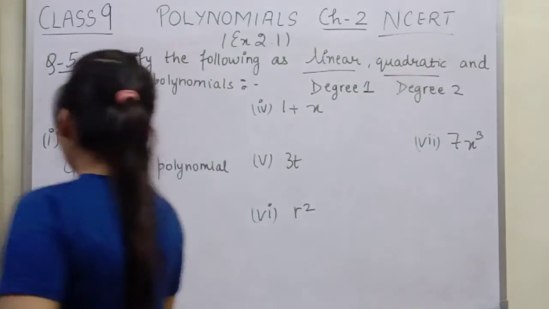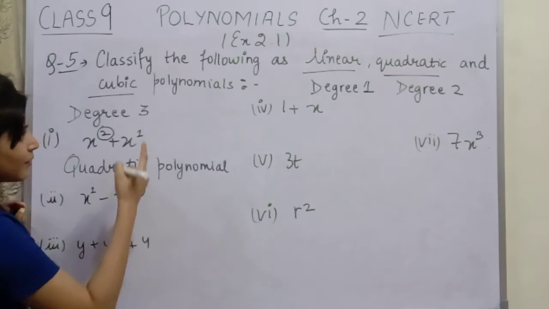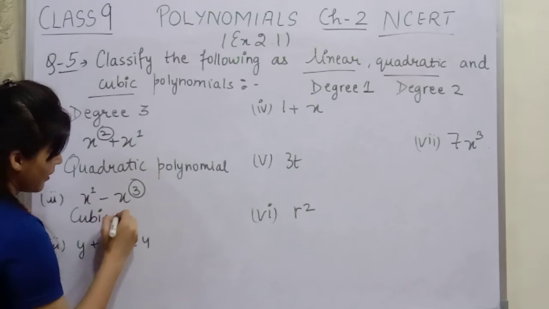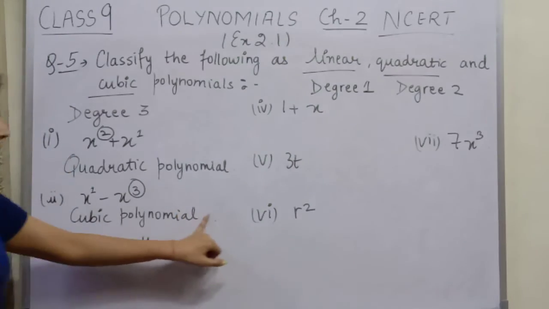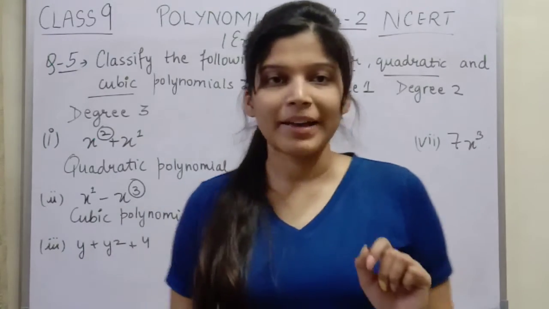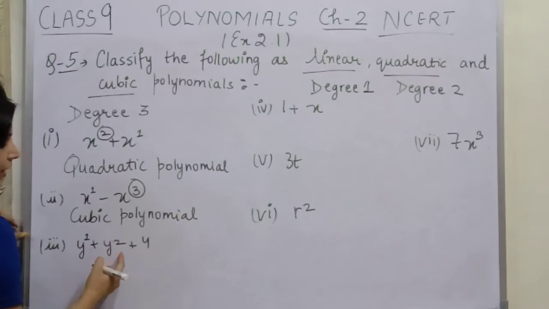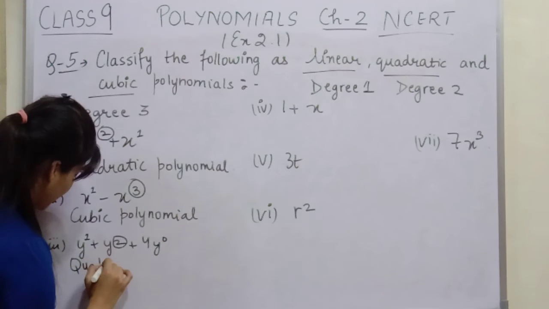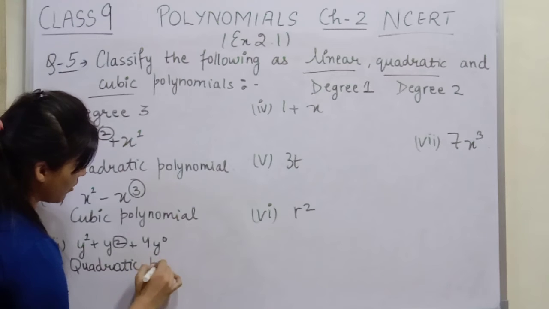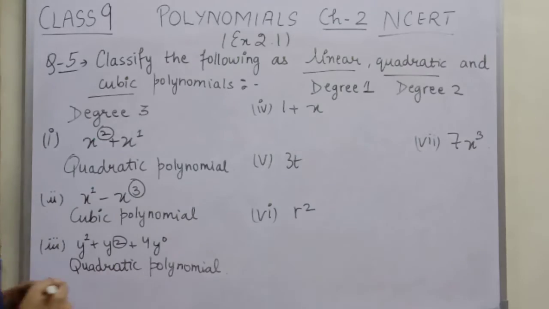In the second we have x raised to the power 1 minus x cube. So the highest part is 3. So it means this is a cubic polynomial. I hope I am clear now. In the third part here we have y raised to the power 1, y raised to the power 2, and y raised to the power 0 because 4 is a constant term. So 2 is the highest degree. So again we have a quadratic polynomial. Right? Coming to the fourth part now.